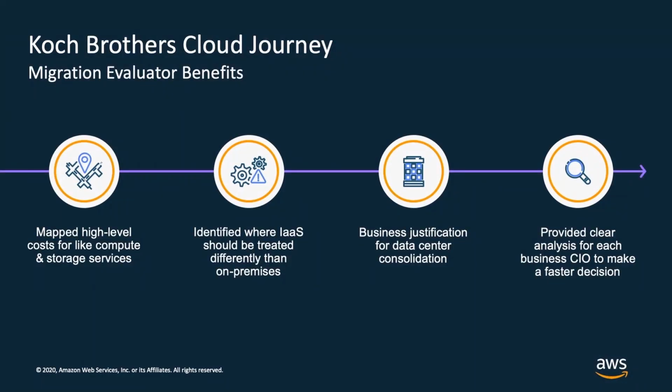The Koch and Migration Evaluator cloud journey started out by mapping high-level costs for light compute and storage. Then, they identified where IaaS should be treated differently than on-premises by optimizing through rightsizing and shutting down non-production resources when not in use. Koch used data as part of the business justification for the enterprise to adopt the cloud and to consolidate from 6 data centers down to 1. And Migration Evaluator provided a clear analysis for each of the 11 Koch CIOs to align on the path forward.